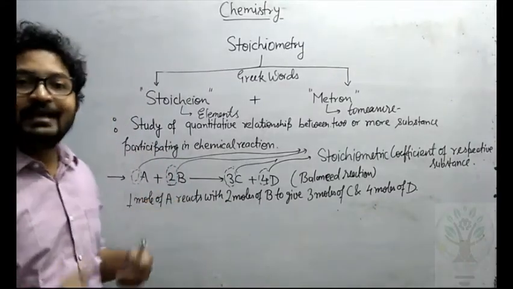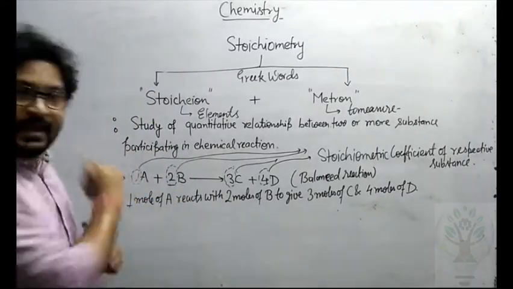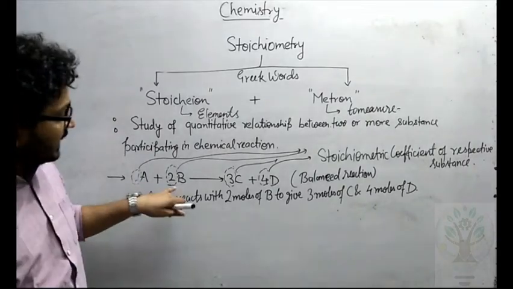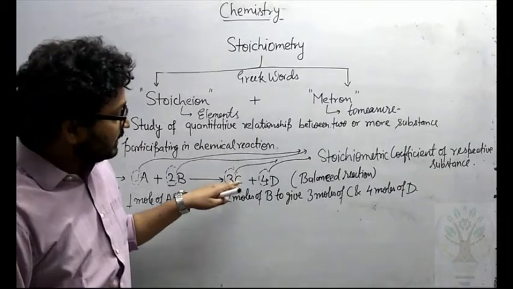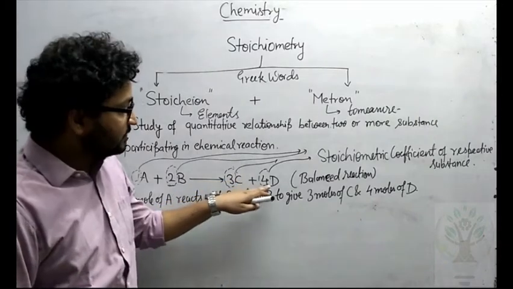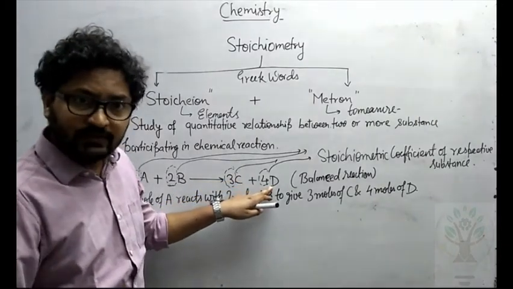Similarly, 2B cannot react by itself. It needs 1A. Now, 1A reacts with 2B. Whenever they react, what will they give us? They will give us 3C as well as 4D. Are you getting this?